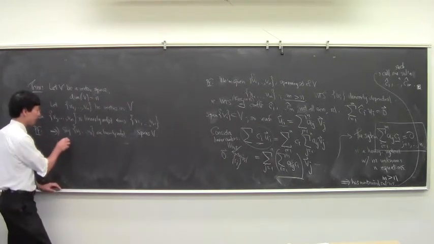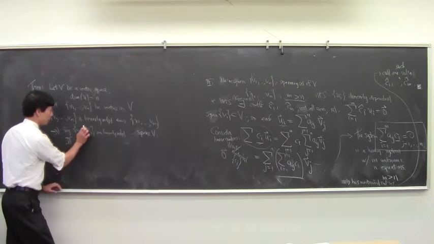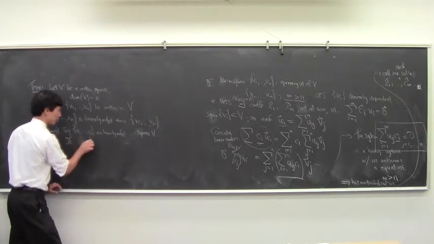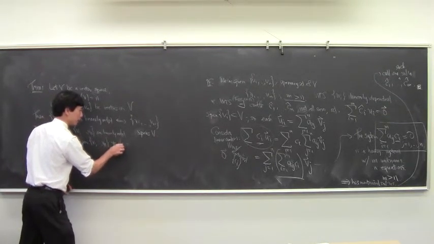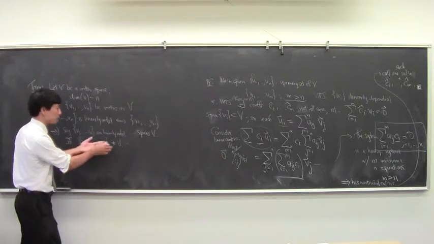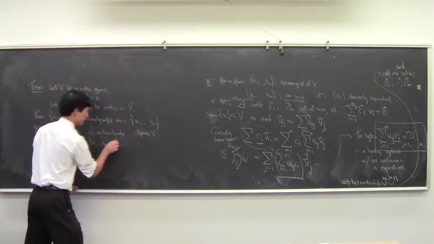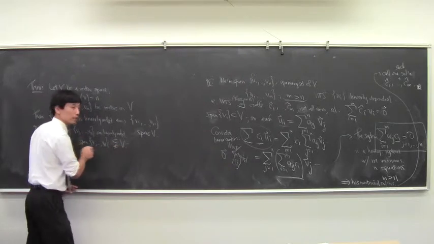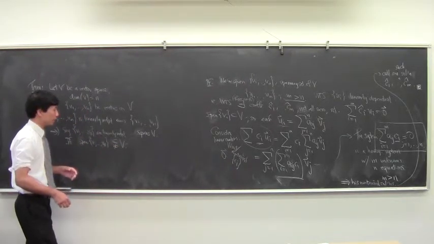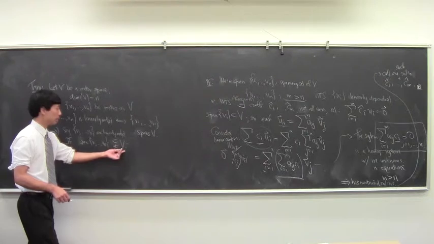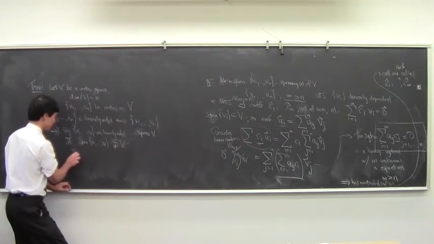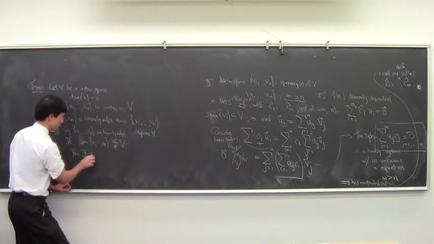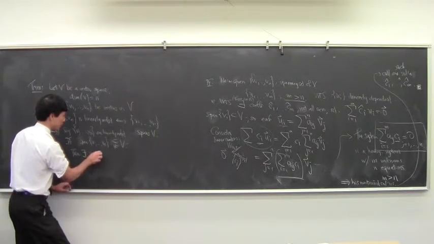Well, let's see. So if the span of this is not all of V, right? Suppose the span doesn't cover all of V. We know the span sits inside of V, but suppose it doesn't cover everything. Well, in that case, there'd be some guy in V that's not a linear combination of these guys. Then there exists some vector v_{n+1}, say.